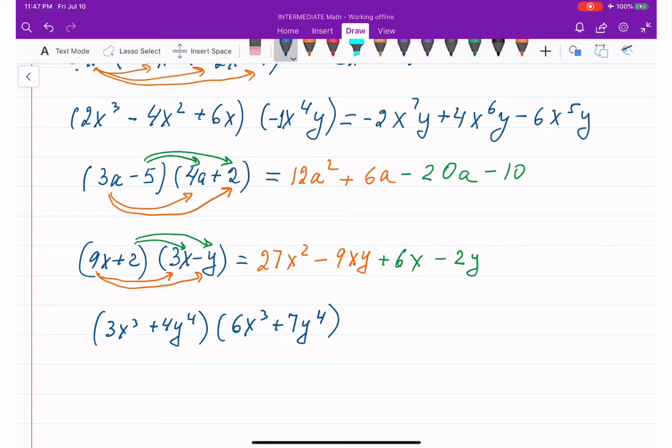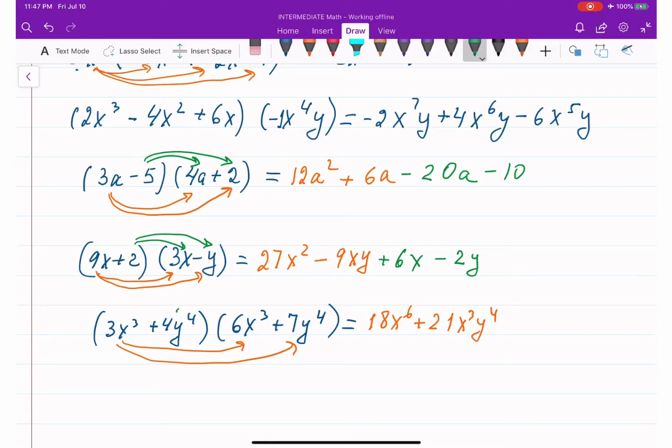Okay. 3x cubed times 6x cubed. It's going to be 3 times 6 is 18. X cubed times x cubed is x to power 6. Next, 3x cubed times 7y to 4. So 3 times 7 is 21. X cubed times y to 4, it's going to be x cubed y to 4.